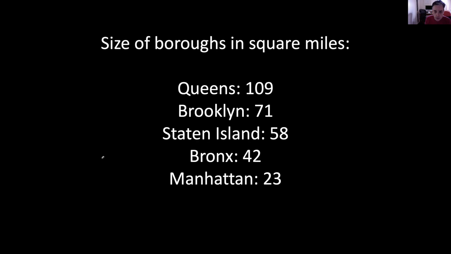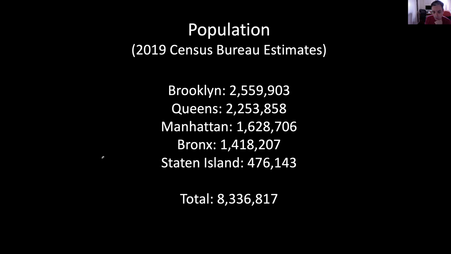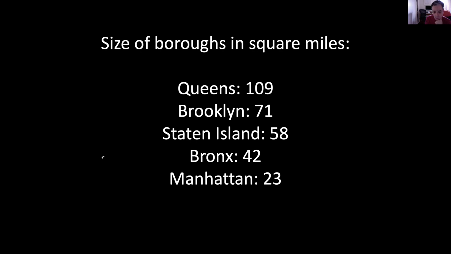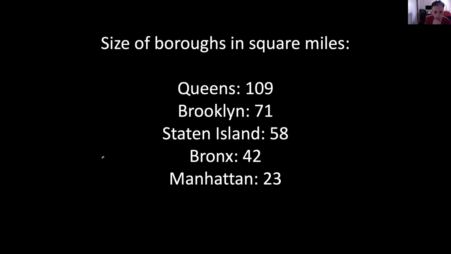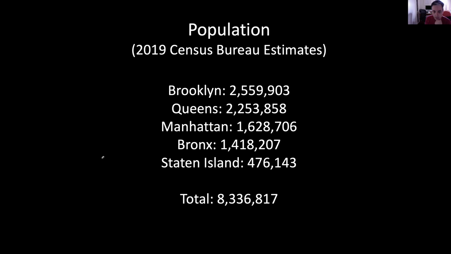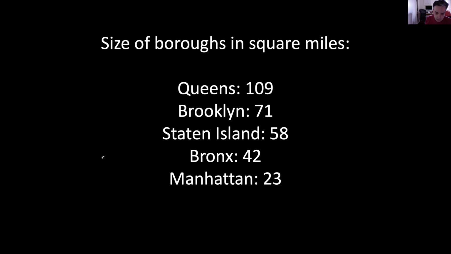So that's population. But in terms of the size and area of the boroughs, that tells a completely different story. Queens is by far the biggest borough, 109 square miles. Brooklyn is number 2. Staten Island is number 3, 58 square miles. So Staten Island barely has even 500,000 people, but in terms of area, it's actually pretty big. And then the Bronx is 42 square miles, and Manhattan is the smallest of the boroughs at only 23 square miles. So in terms of population, Brooklyn and Queens are the biggest. And in terms of area, Queens and Brooklyn are the biggest, but Manhattan is number 3 in terms of population, but last in area.